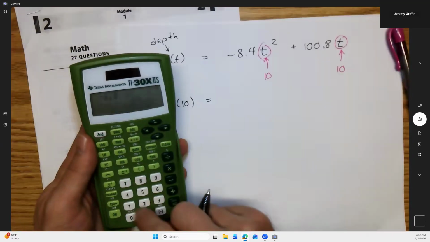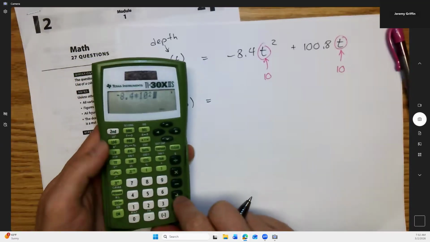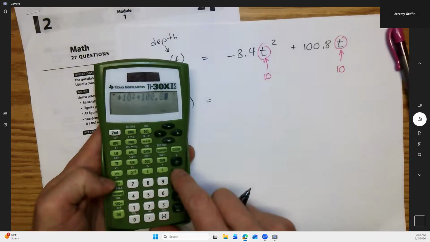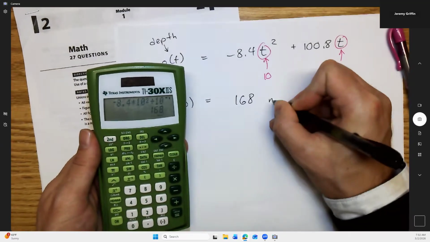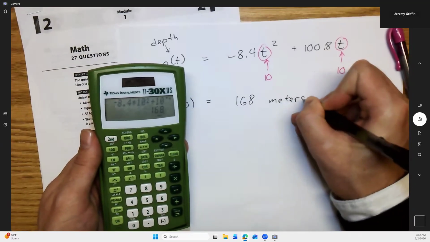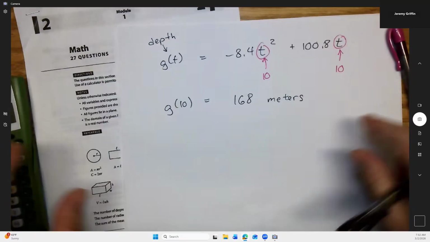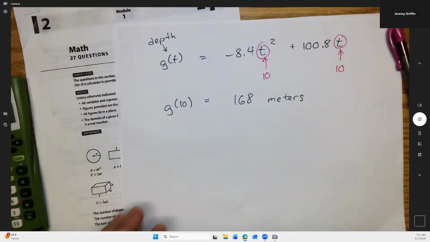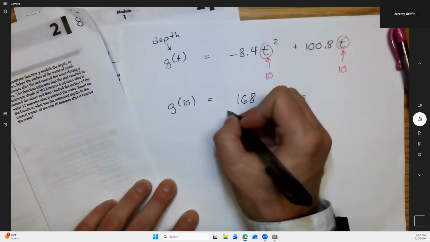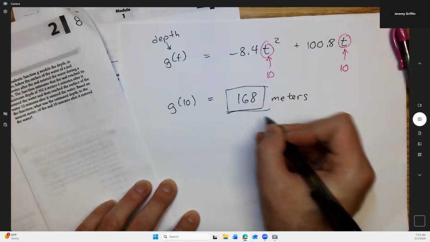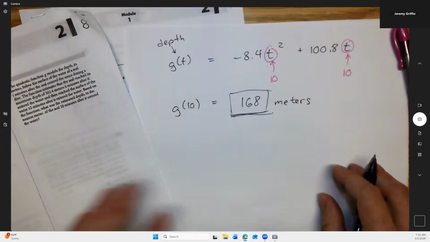So negative 8.4 times 10 squared plus 100.8 times 10. I'm looking at 168, and the unit is meters, but remember, the SAT does not want you to include the units. This is not multiple choice, so you had to do this whole process and write down the number, and the number is 168. I'm looking at the answer key, and the answer key says 168. So that's exactly it.